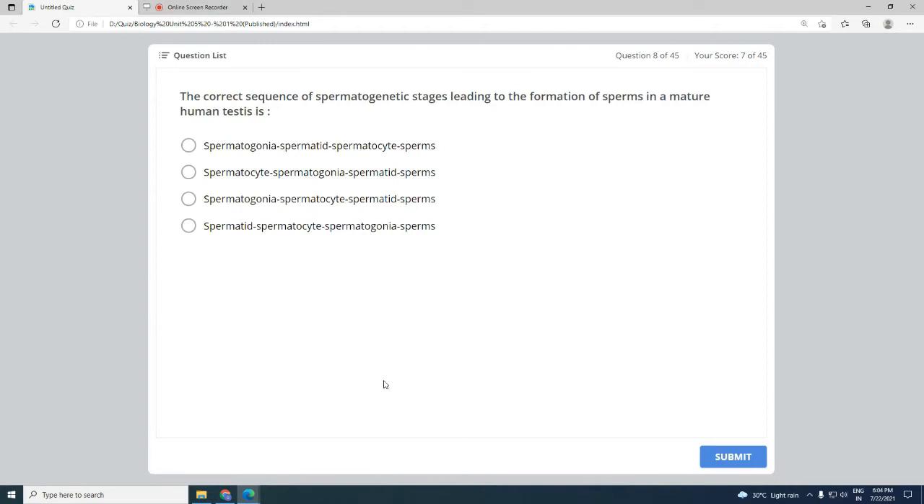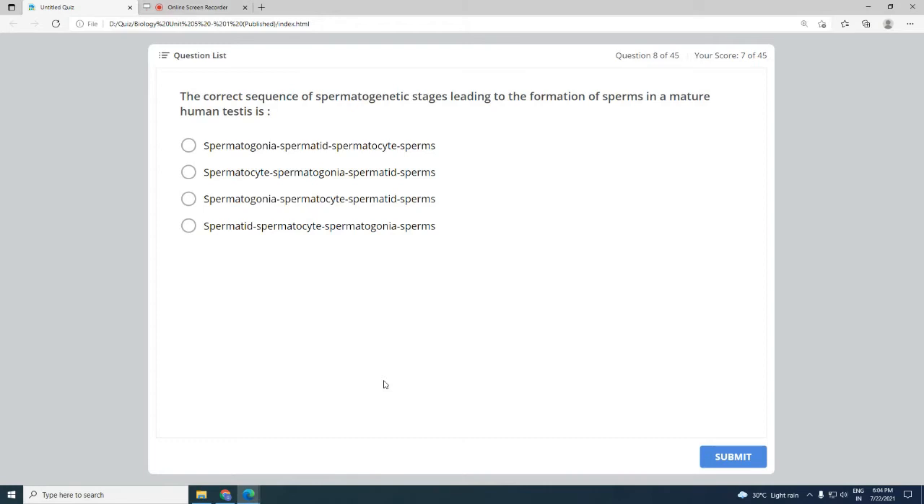The correct sequence of spermatogenetic stages that lead to the formation of gametes in a mature human testis is which one? Here we have 4 stages. You have to find the correct sequence of the stages. Is it spermatogonia, then spermatid, then spermatocyte, followed by sperms? The last option is the same for all. That means the last stage, sperms, is of course the right one.